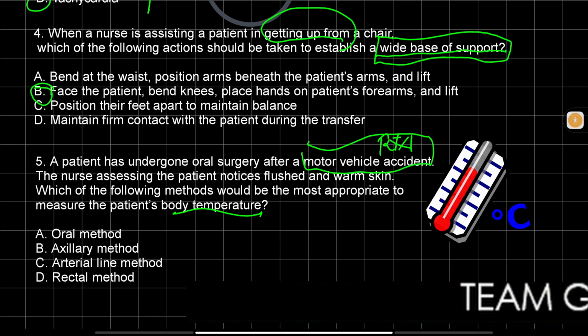But very tricky. So is it A, oral method? Is it B, axillary method? Is it C, arterial line method? Or D, rectal method? Your 5 seconds starts now.